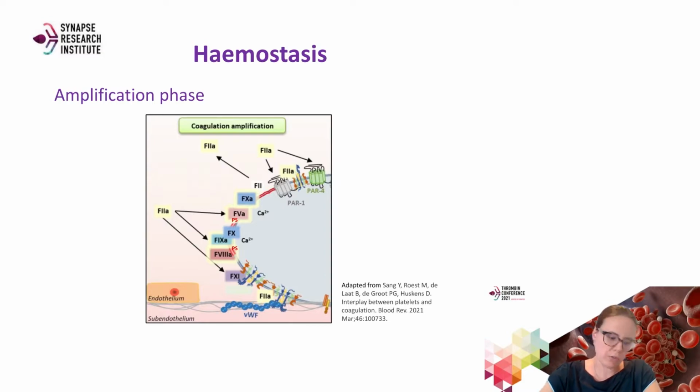During the amplification phase, the sparks of thrombin that were formed during the initiation phase activate platelets that adhere to the site of injury, and this leads to the exposure of phosphatidylserine on the membrane of the platelets. Additionally, factor 11, factor 8, and factor 5 are activated by thrombin, and the tenase and prothrombinase complexes are formed on the surface of activated platelets.